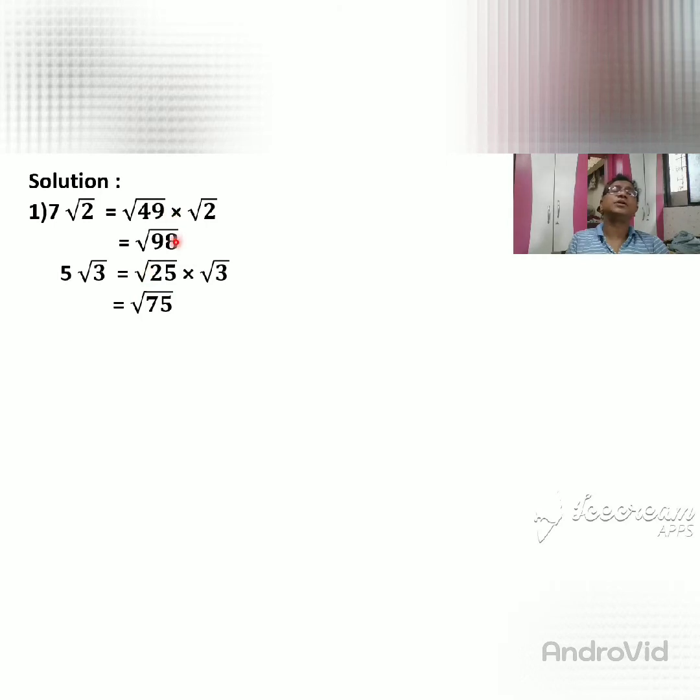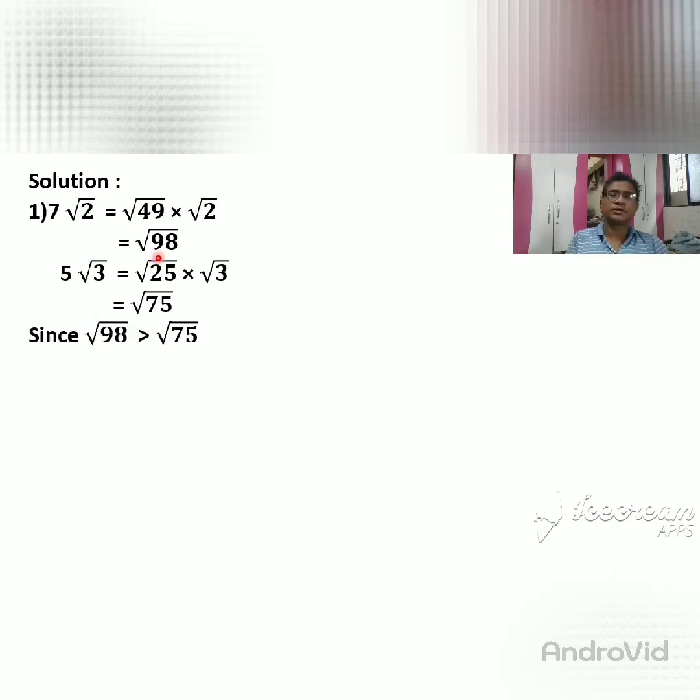So compare: it is square root of 98, and square root of 75. The order is the same: here order 2, here order 2. So how can you know which number is greater? 98 is greater than 75. So 7 root 2 is greater than 5 root 3.